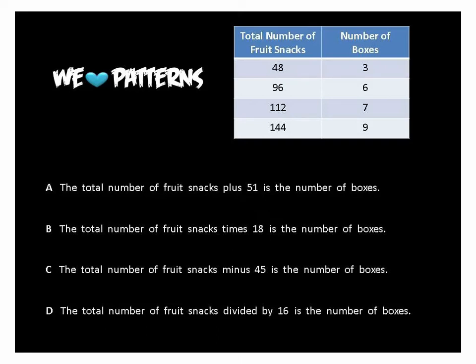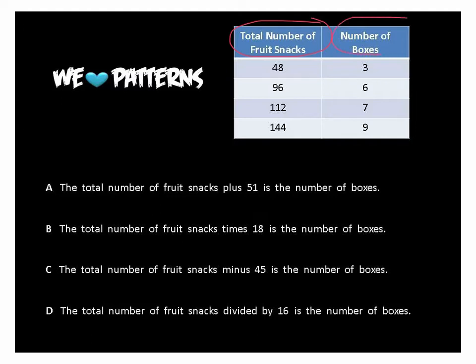This is an example of a very typical problem that you would see on the STAAR test. The first thing you want to do when you see a table problem is look at your category titles. So we have on the left the total number of fruit snacks. It's important that you circle those because you're going to be looking for them later on in your answer choices.